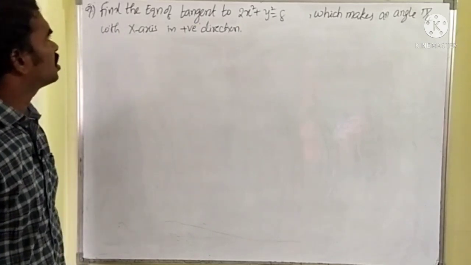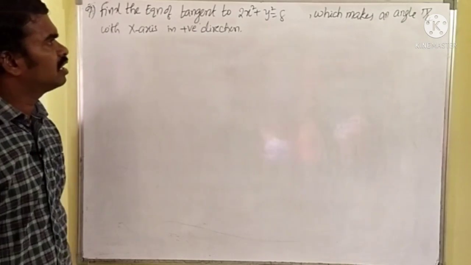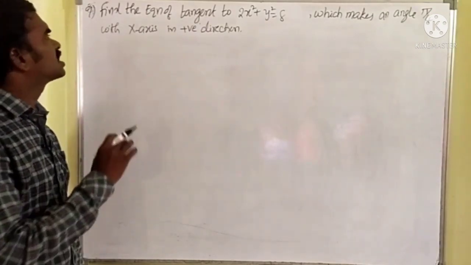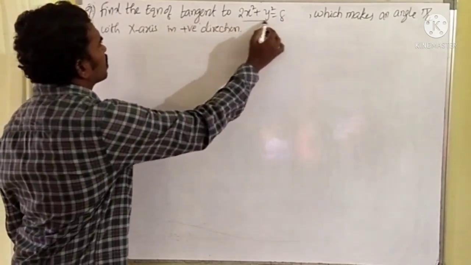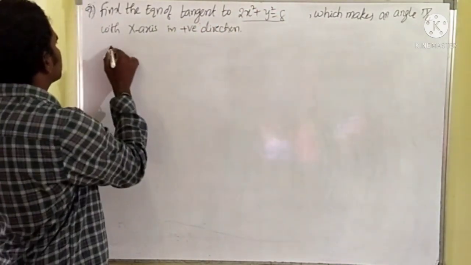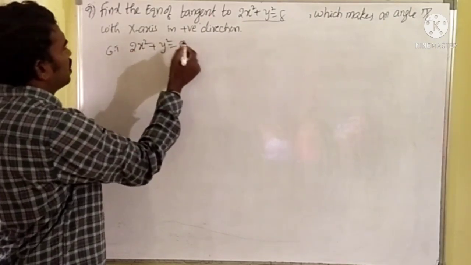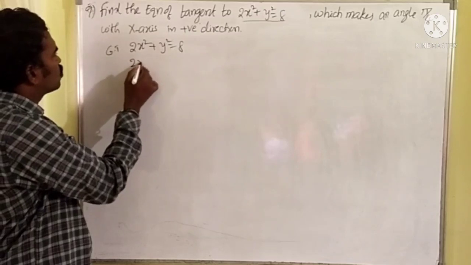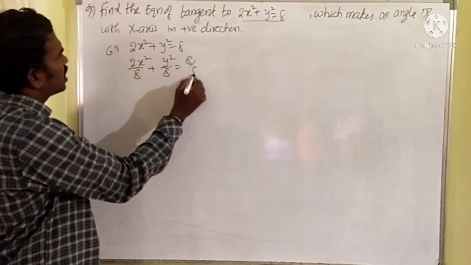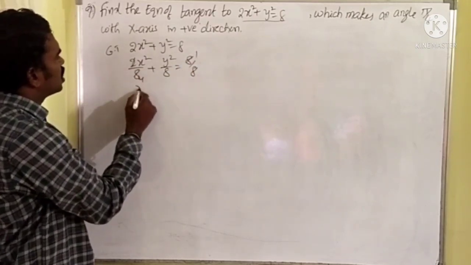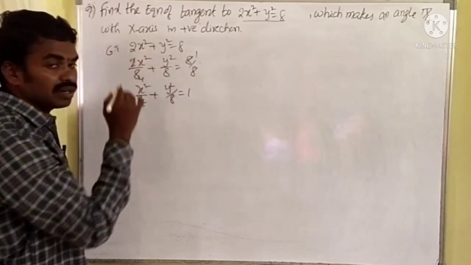Next, ninth question. Find the equation of tangent to 2x square plus y square equal to 8, which makes an angle pi by 4 with the x axis in the positive direction. So first, whatever the question, take the given ellipse equation. Given that 2x square plus y square equal to 8, we must divide with 8. So 2x square by 8 plus y square by 8 is equal to 8 by 8, which cancels to 4. So x square by 4 plus y square by 8 is equal to 1, we are getting.